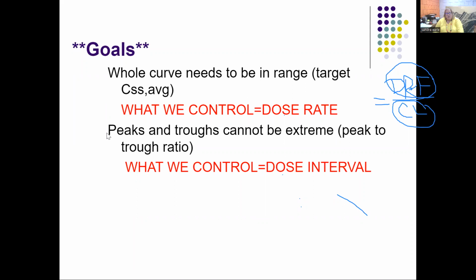And what is our other goal? Our other goal is to make sure that the peaks and troughs are not extreme. So the peak to trough ratio, which is the ratio between the highest concentration you see and the lowest concentration, needs to be within that target range as well. So how do we control that? We control that with dose interval.